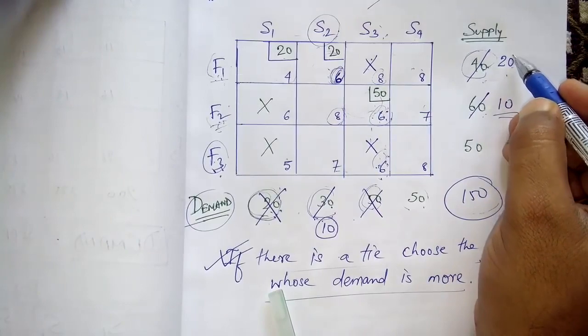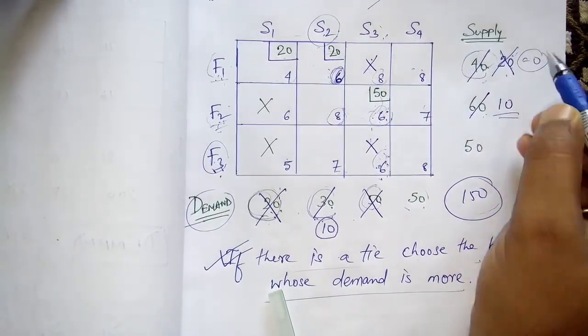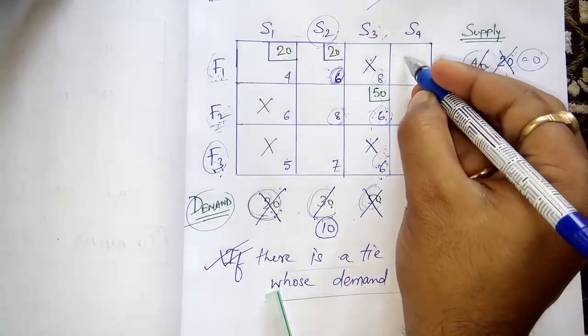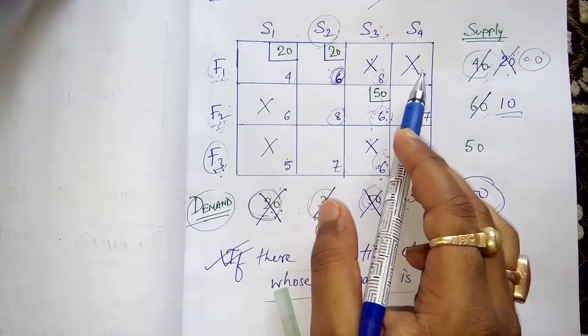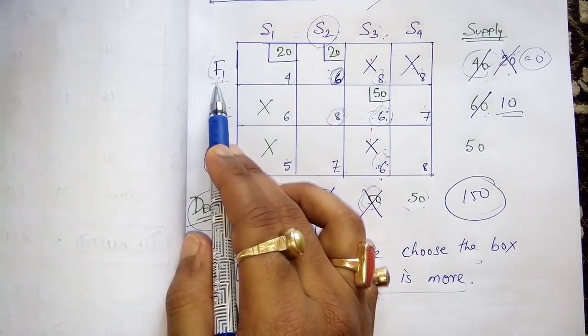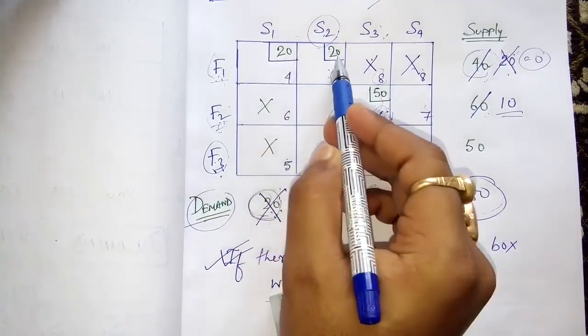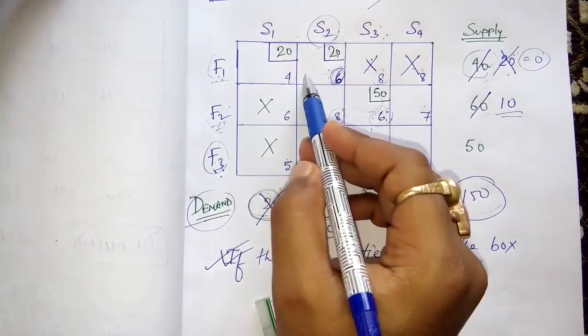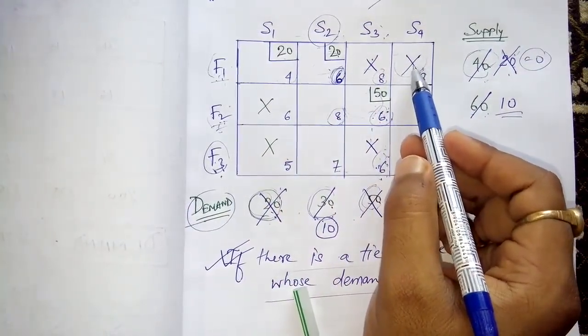But what is the supply left of factory 1? 0. Factory 1 does not have any goods. So automatically this box cancels out. Why does this box cancel out? Because what is the amount of good that factory 1 can supply to store number 4? 0. Because 20, 20, 40. All the supply is over. Now it cannot supply any good to store number 4.